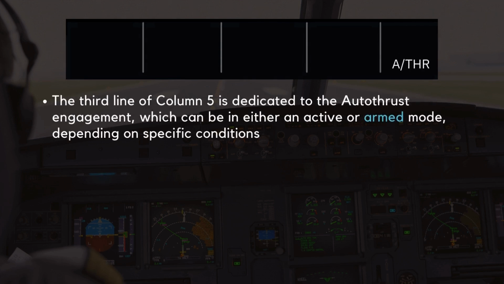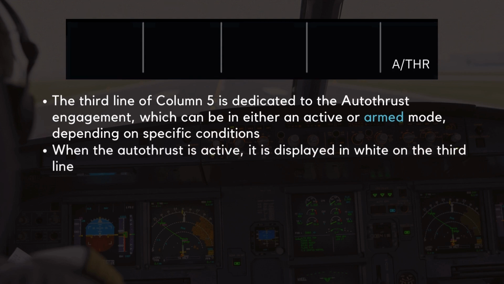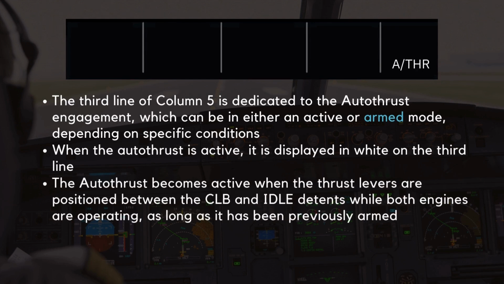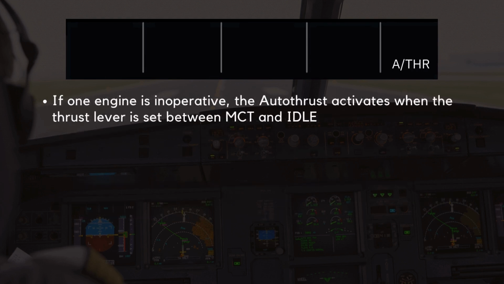The third line of column 5 is dedicated to the auto thrust engagement, which can be in either an active or armed mode, depending on specific conditions. When the auto thrust is active, it is displayed in white on the third line. The auto thrust becomes active when the thrust levers are positioned between the climb and idle detents while both engines are operating, as long as it has been previously armed. If one engine is inoperative, the auto thrust activates when the thrust lever is set between MCT and idle.